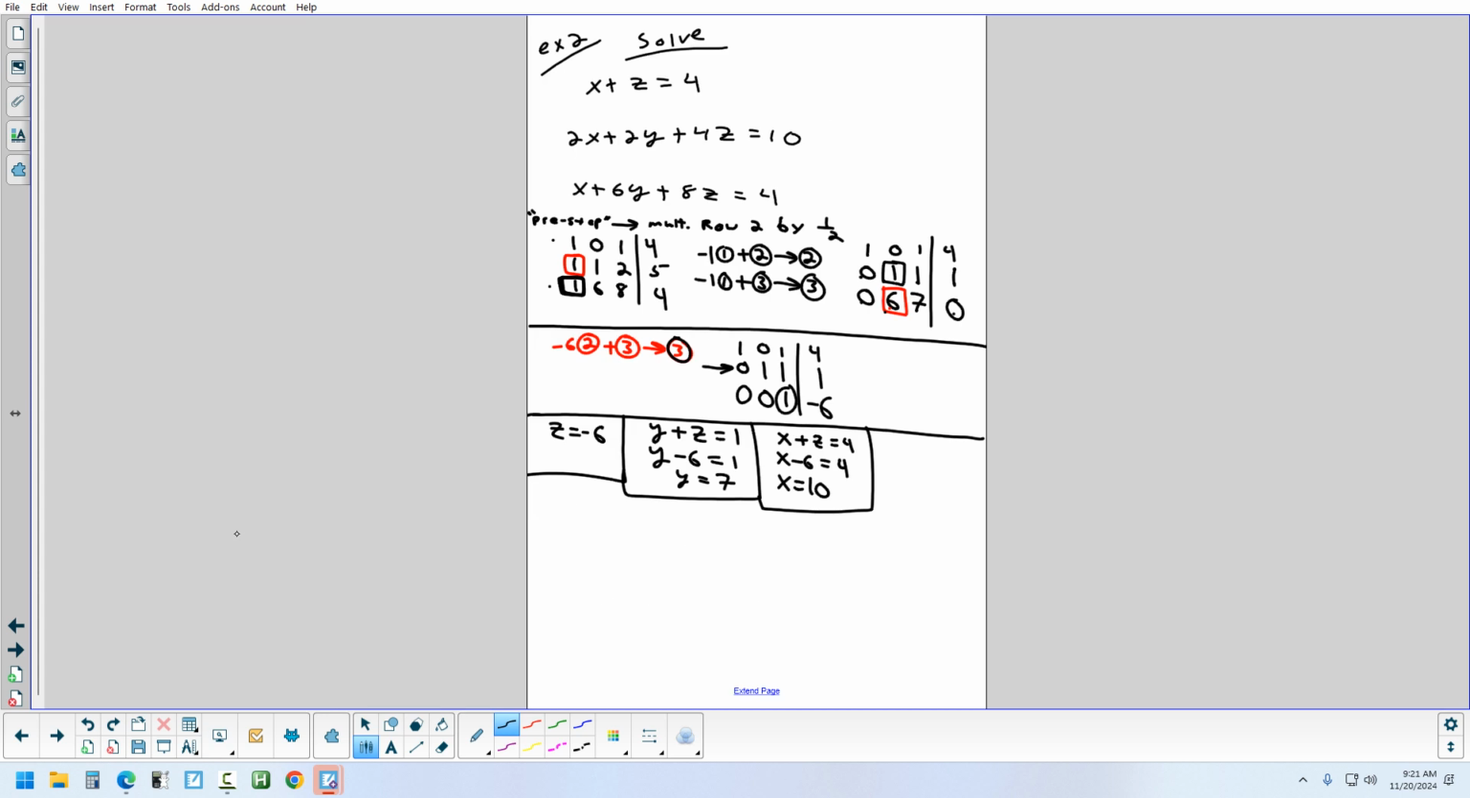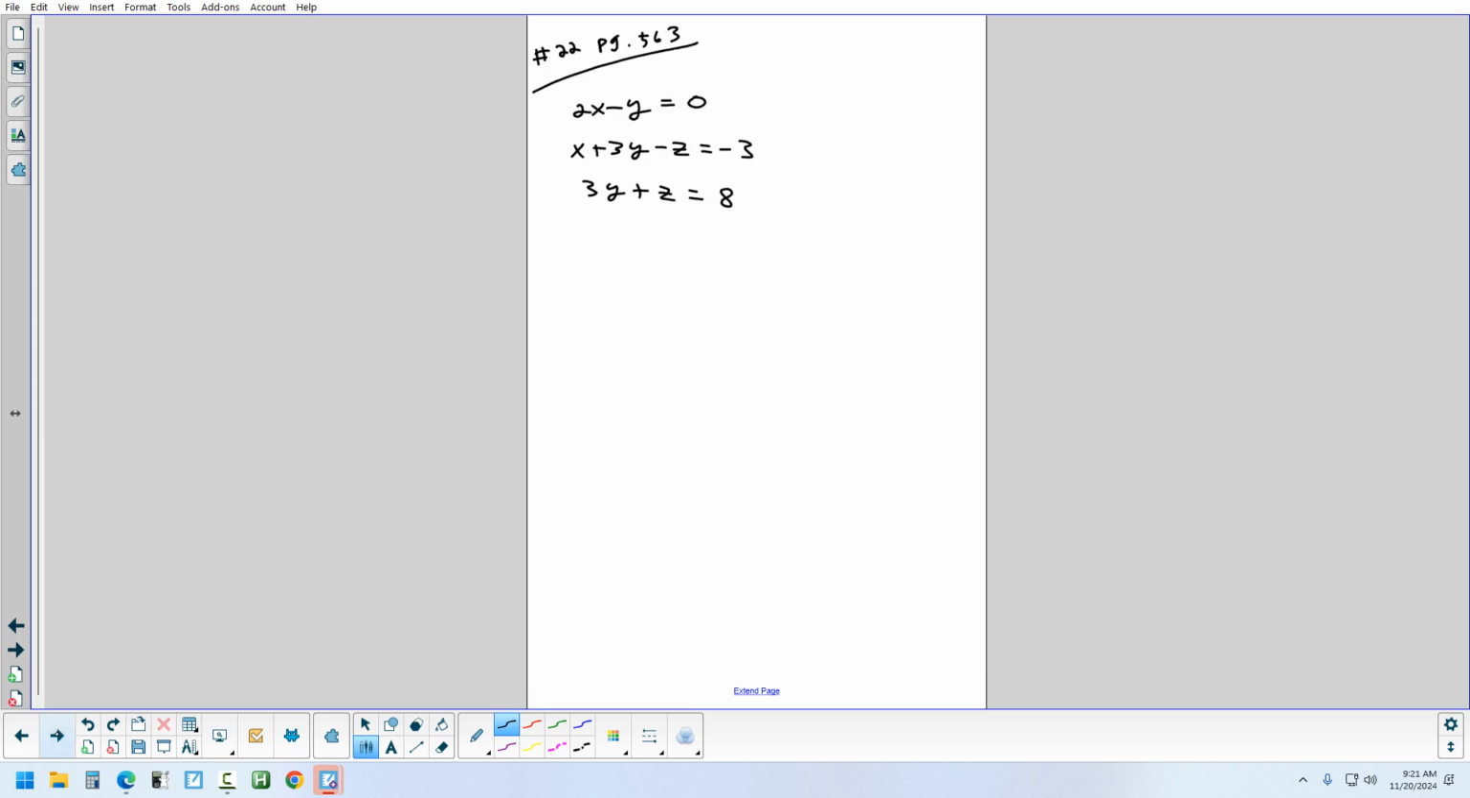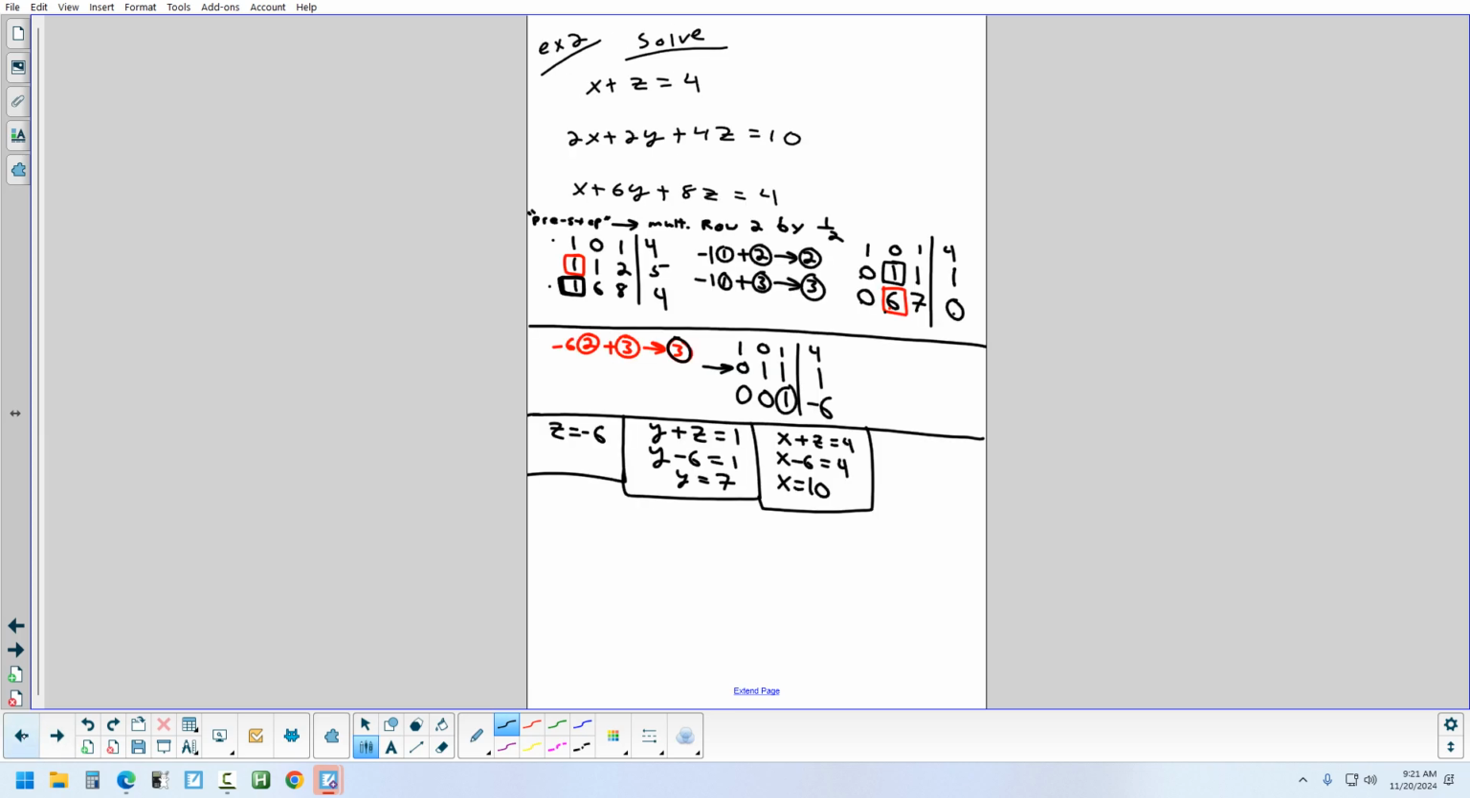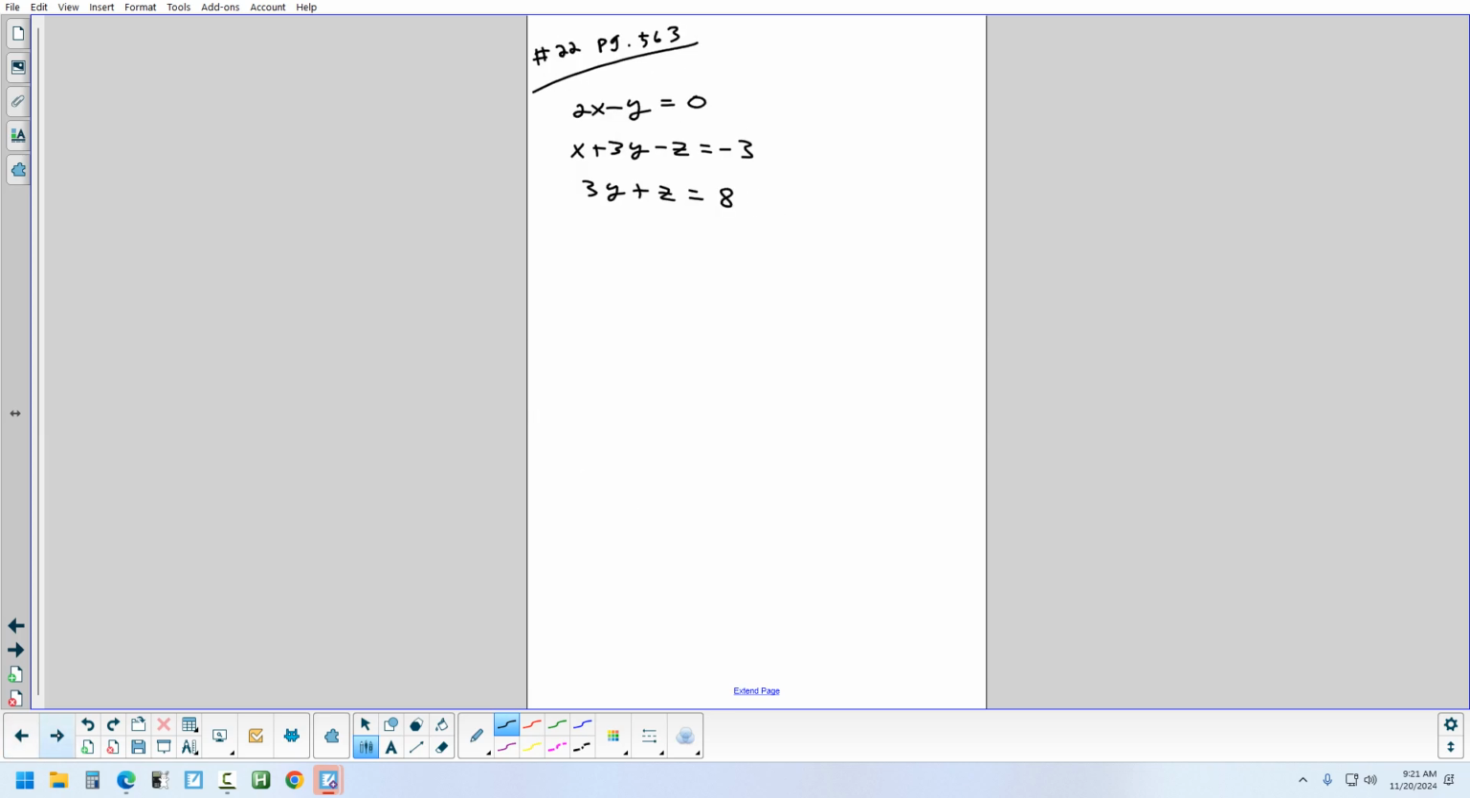I admit a lot of nice things happened on that one. We got ones exactly where we needed them, and zeros. Sometimes it takes a little longer, sometimes it's a little shorter. Okay, any question on that one? Okay. All right, do you want to try one, or you want to go through one more together? It's up to you.